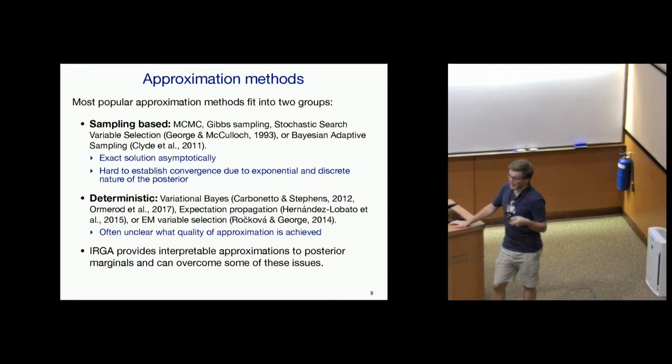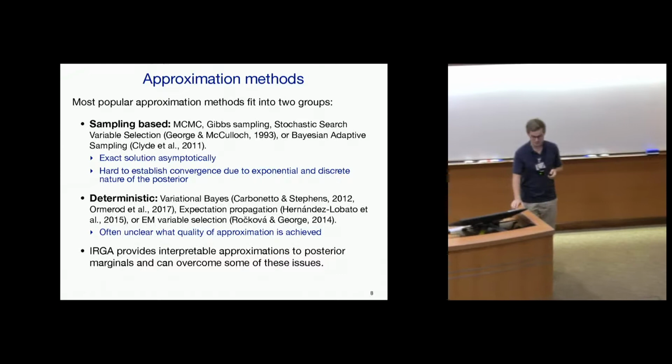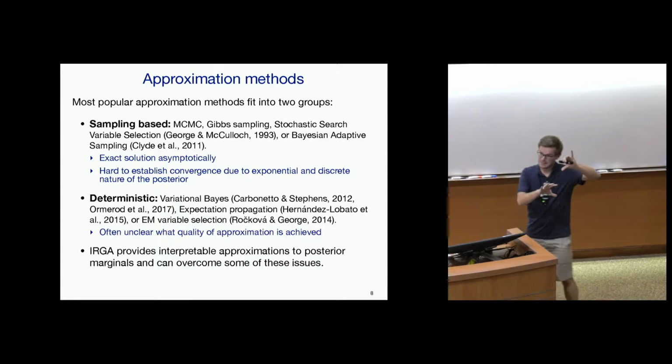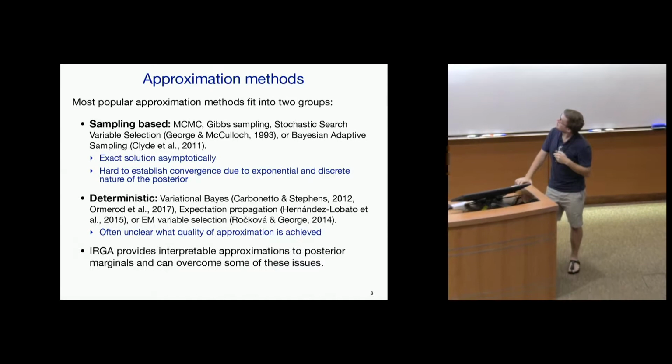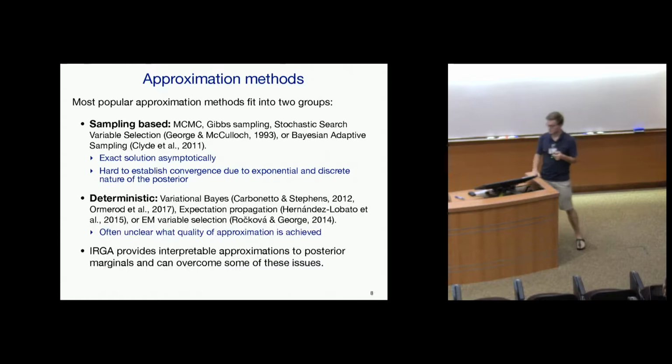A variety of posterior approximations have been developed for this. More generally, we can group these existing approximations into two groups. One big group is sampling-based methods. For this problem, people have done a lot with Markov chain Monte Carlo, and popular examples are Gibbs sampling.